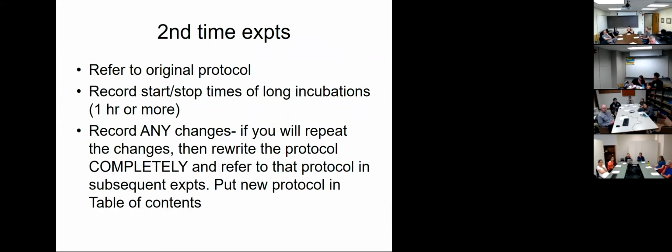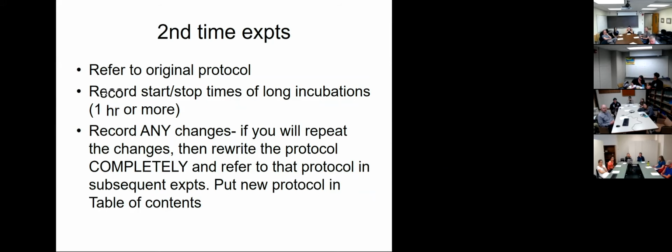The second time you do an experiment, you can refer to the original protocol, and then just record stop and start times, kind of like I did in that sample. You also need to record any changes that you made to that. The first time through, it doesn't always work. So, okay, I didn't lyse with RIPA buffer. I made a TRIS-based buffer. I made a different type of a buffer. So put that in there.